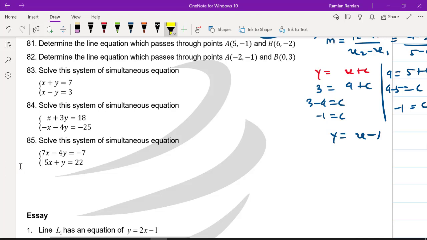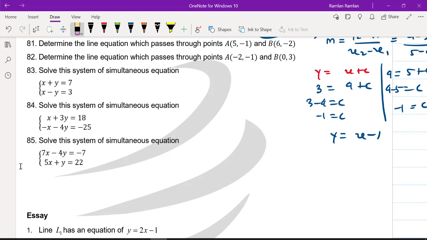Now the first thing that we need to do is determine which variable we want to eliminate first. For example, the first one here, I'm going to eliminate the x. So how can I eliminate the x? By just subtracting them, because if I subtract them, x minus x is just equal to 0, so it eliminates the x. 0x is just 0.